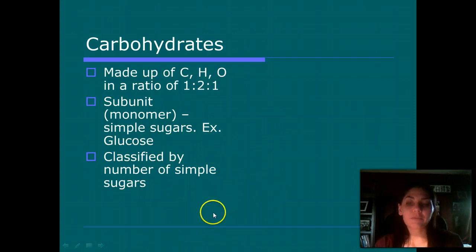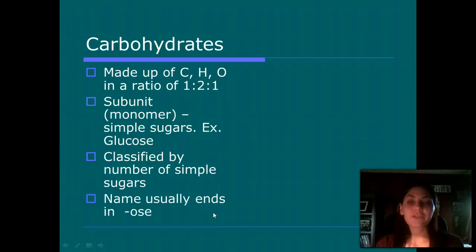classified by the number of simple sugars. Sugars usually end in ose. So anytime you see that suffix ose, O-S-E, we're referring to a sugar. If you hear the word ase, A-S-E, that indicates that there is an enzyme. So enzymes end in ase, and sugars end in ose.